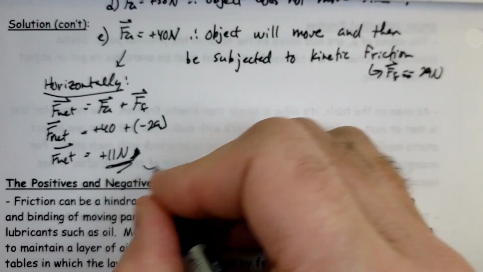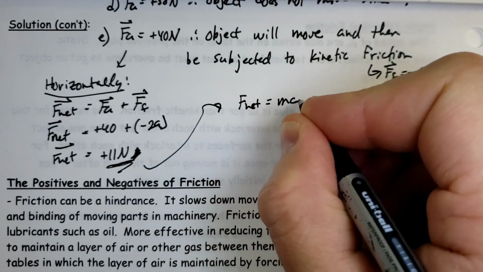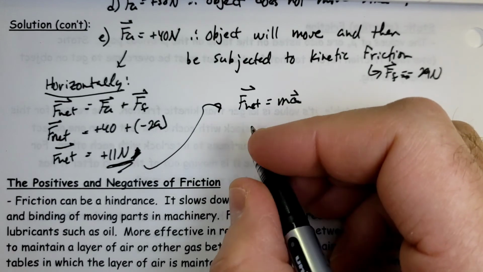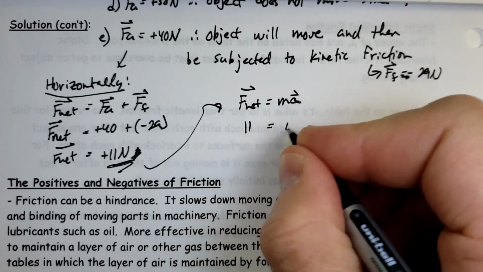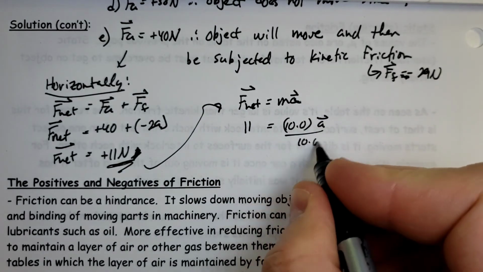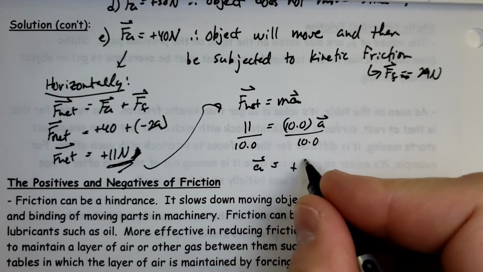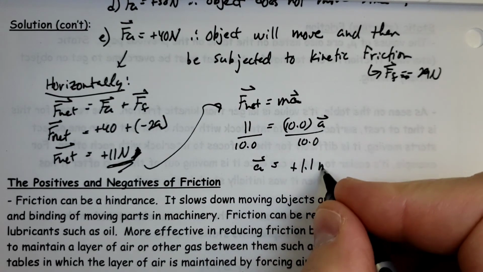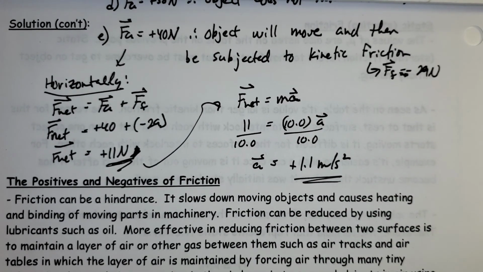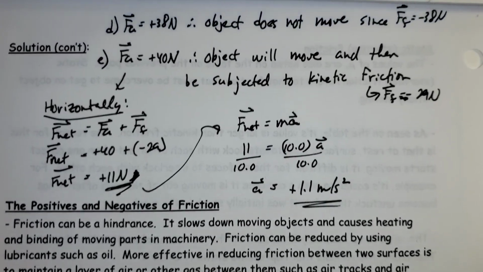And of course from there what I could do is figure out the acceleration. How fast is this thing going to accelerate, or how much is the velocity going to change? So 11, it's a 10 kg object. Divide by 10, divide by 10. My acceleration is going to be plus 1.1 meters per second squared. So I'm going to be moving or accelerating.